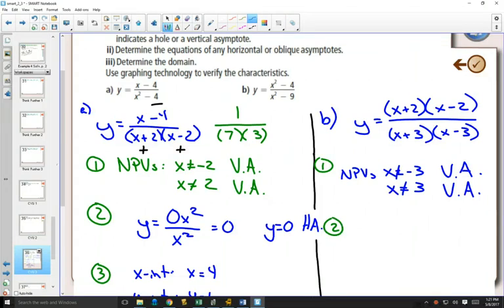Step 2, looking at the highest powers. The highest power is an x squared. We have 1 x squared on the top, 1 x squared on the bottom. That'll simplify to just be 1.